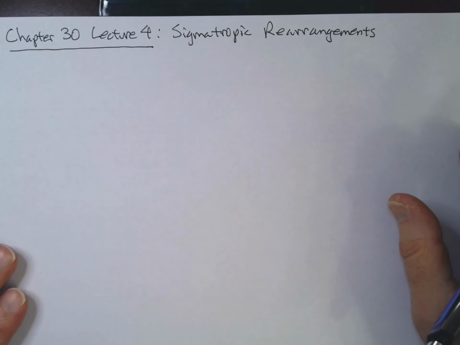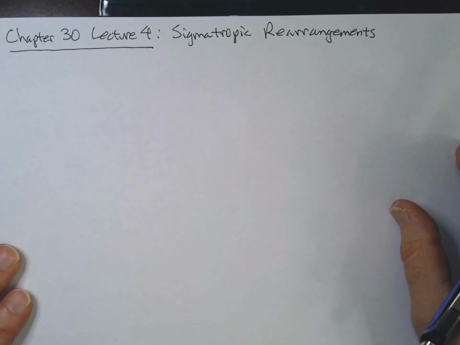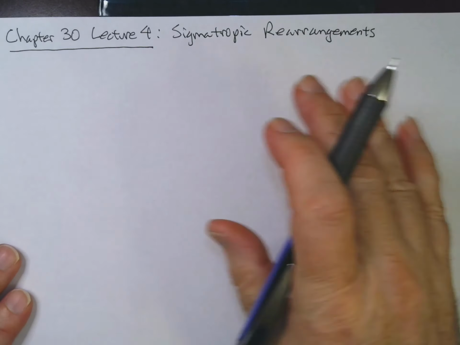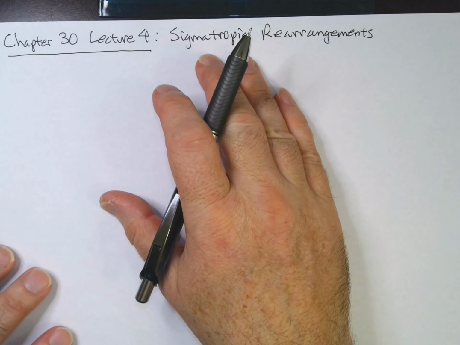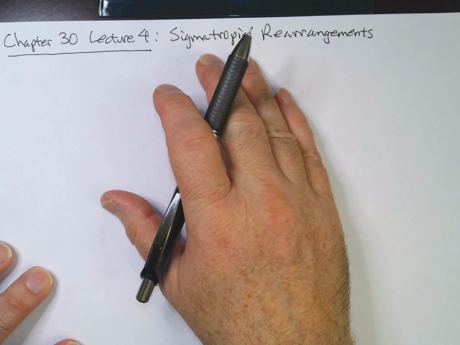Hi everyone, Dr. P here again, and in this lecture video we'll take a look at the final type of pericyclic reaction, that is sigmatropic rearrangements.